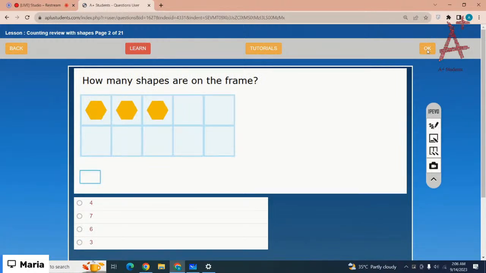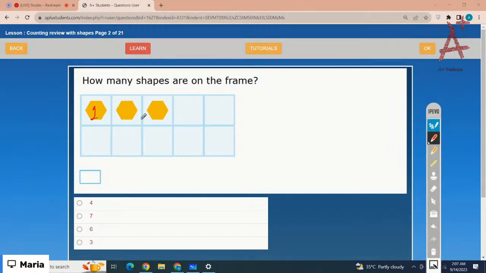How many shapes are on the frame? You have to count the shapes. So how many shapes do we have? There are 1, 2, 3. So how many shapes? Yes, very good. There are 3 shapes in the frame. The correct option is 3. So there are only 3 shapes. The correct option is 3, right?